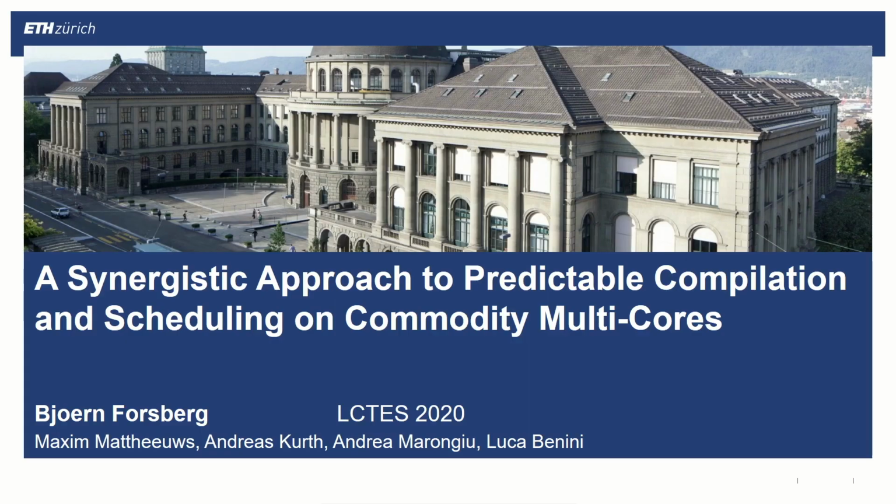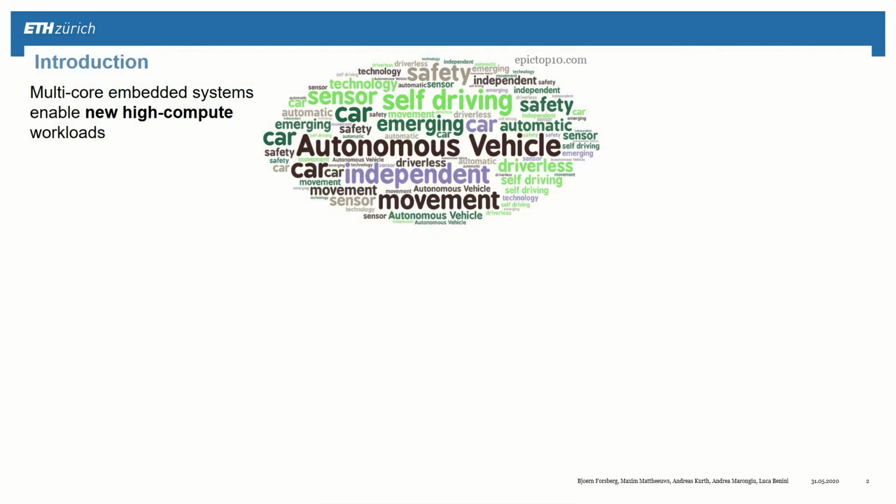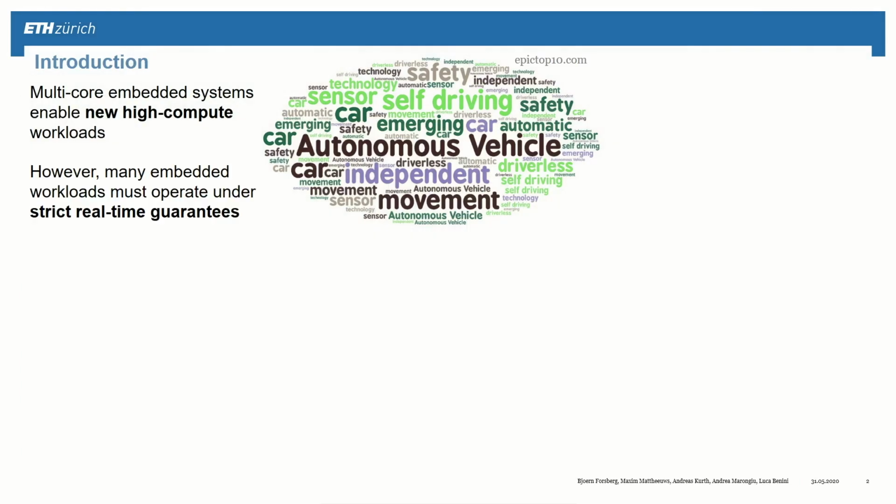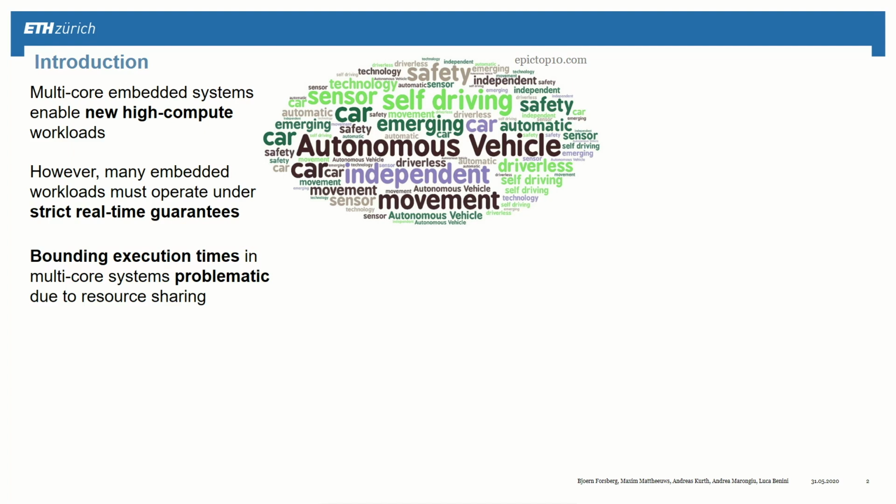Welcome to this presentation on a synergistic approach to predictable compilation and scheduling on commodity multicores. Multicore embedded systems enable new high-compute workloads to be executed in the embedded domain. However, many of these workloads require strict timing real-time guarantees. This requires us to bound the execution time in advance. However, this becomes problematic in multicore systems due to resource sharing.